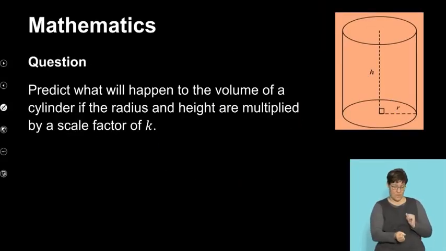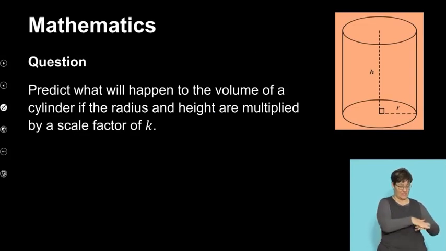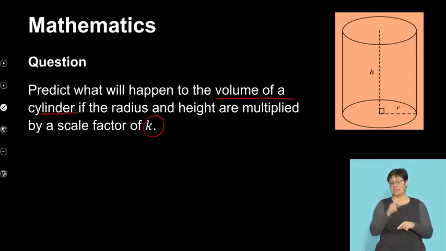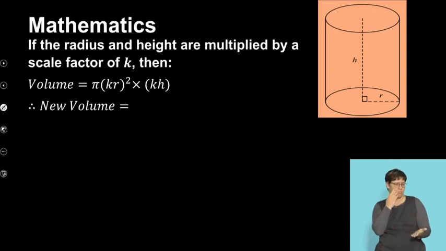So now that we've seen what happens with the surface area, we are going to predict what will happen to the volume of a cylinder if the radius and the height are multiplied by a scale factor of k. So I'm going to ask everyone to think. If I calculate the volume normally, what will the difference be if I now multiply the height and the radius by a scale factor of k? How is that going to affect my volume? Cool. Let's see if any of your ideas are proved correct.